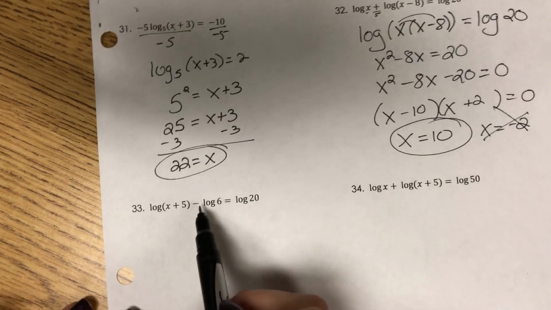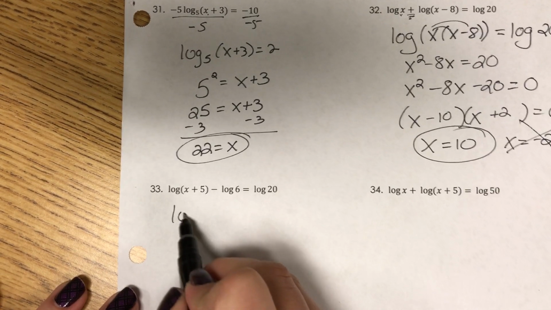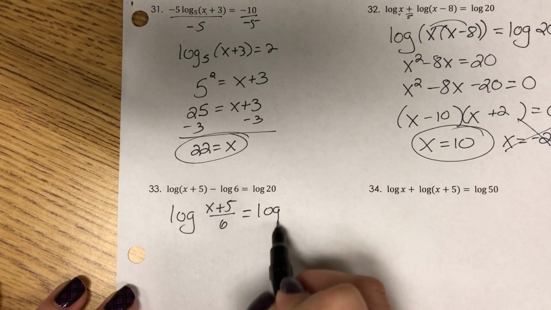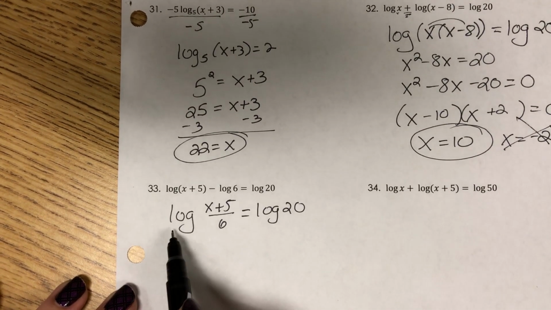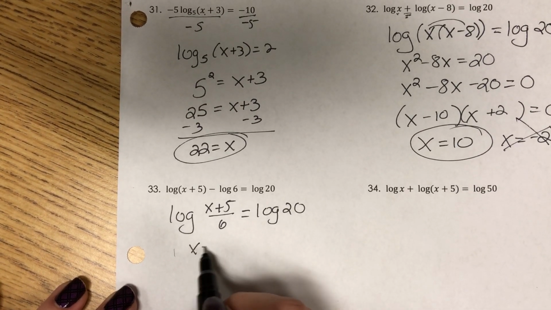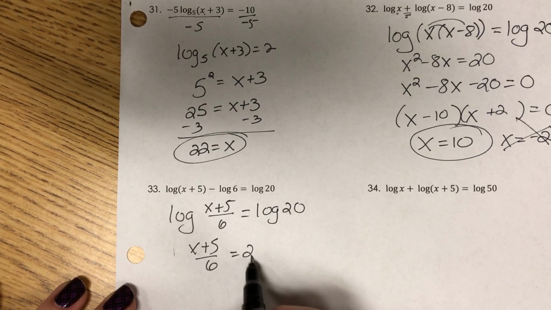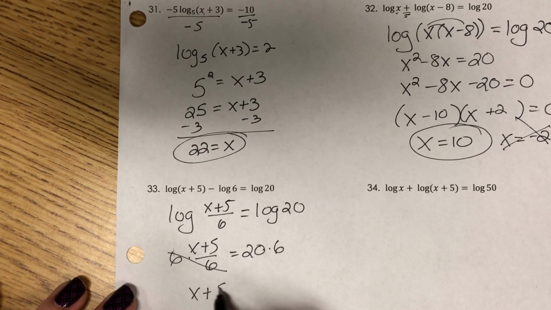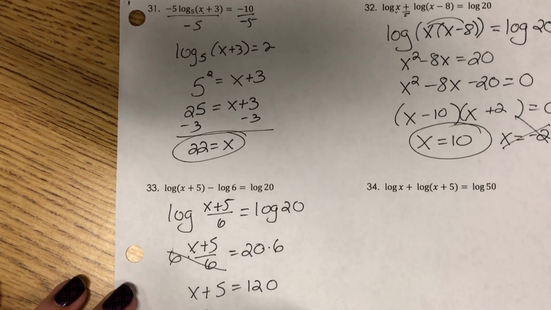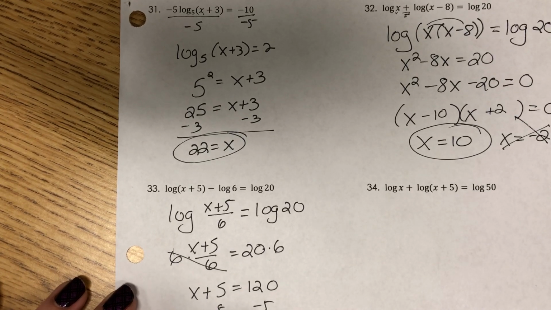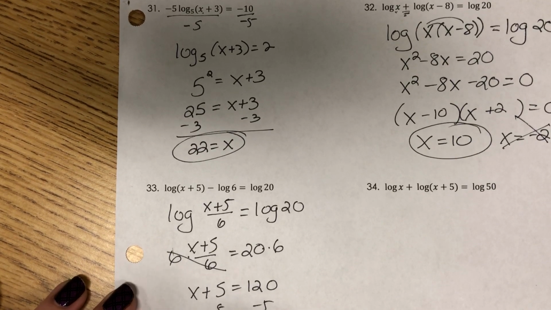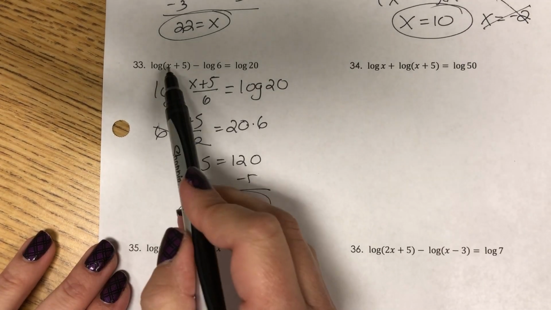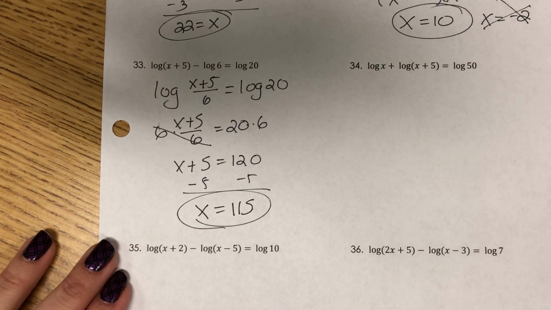For 33, again, we have to combine the logs on the left before we can do anything. Now we have log equals log, so we can drop the logs. I'm going to multiply both sides by 6. Subtract 5. There's no way, oh, sorry, there's no way that 115 is going to make that negative. That's our answer.